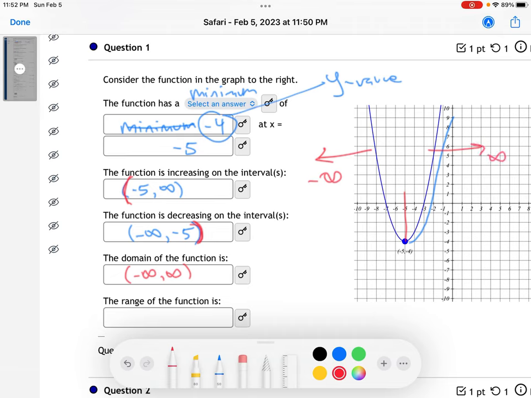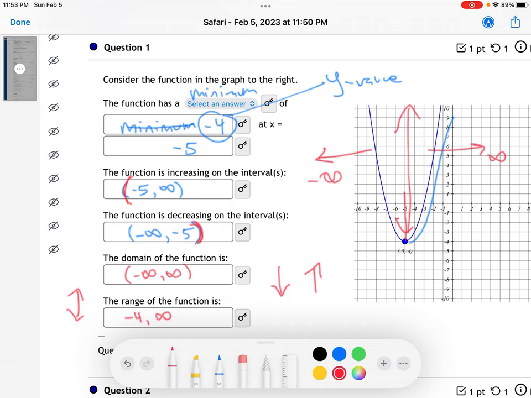Now range, remember, is talking about x and y value. Sorry, range is just the y values, how far up and how far down. So here we're going to first of all talk about the lowest and then the highest. So the lowest this thing goes is down to -4. Again, only talking about the y values. The highest this thing gets, well, there's no limit to how high this goes, so I'm going to write infinity.